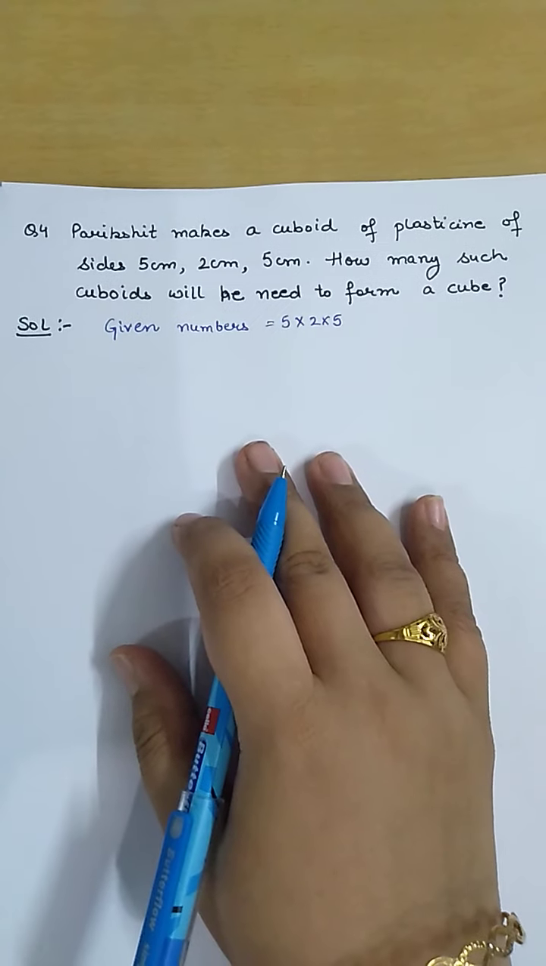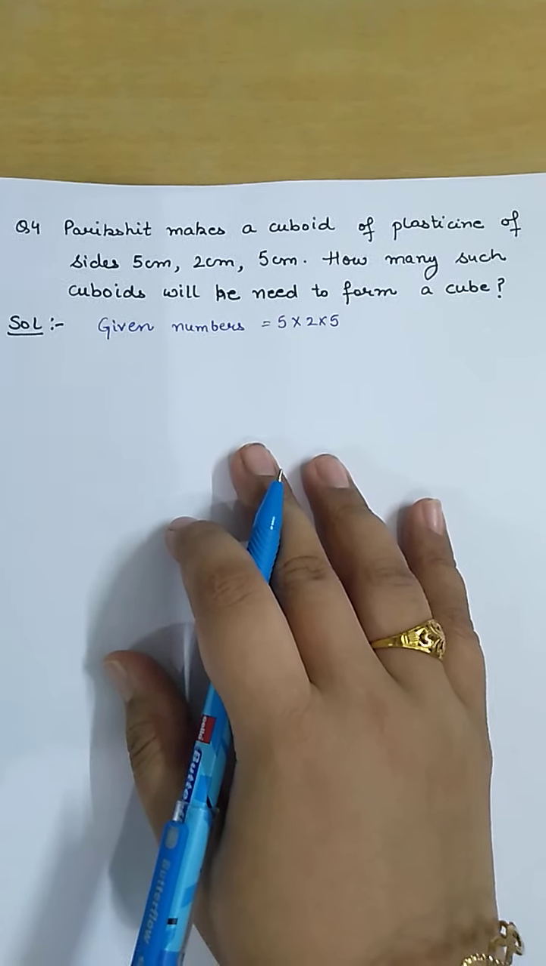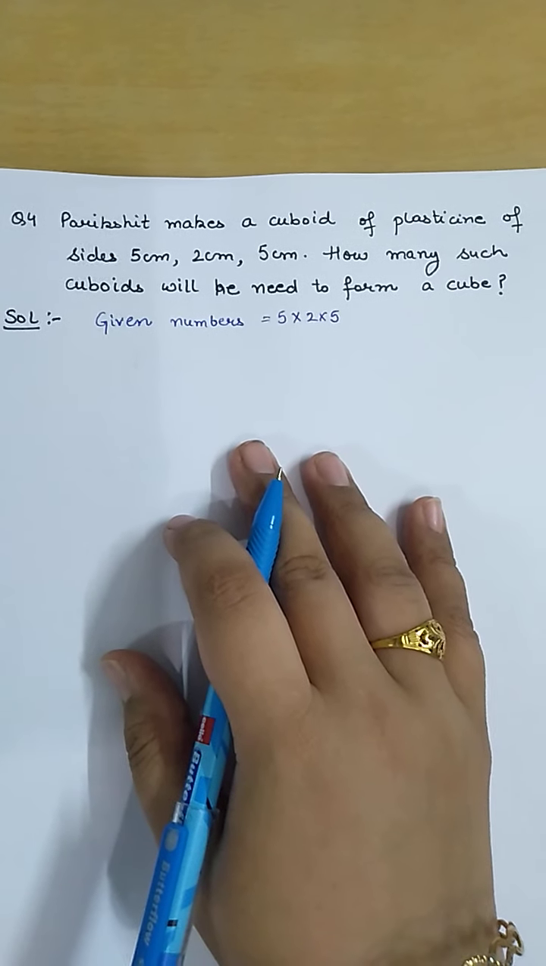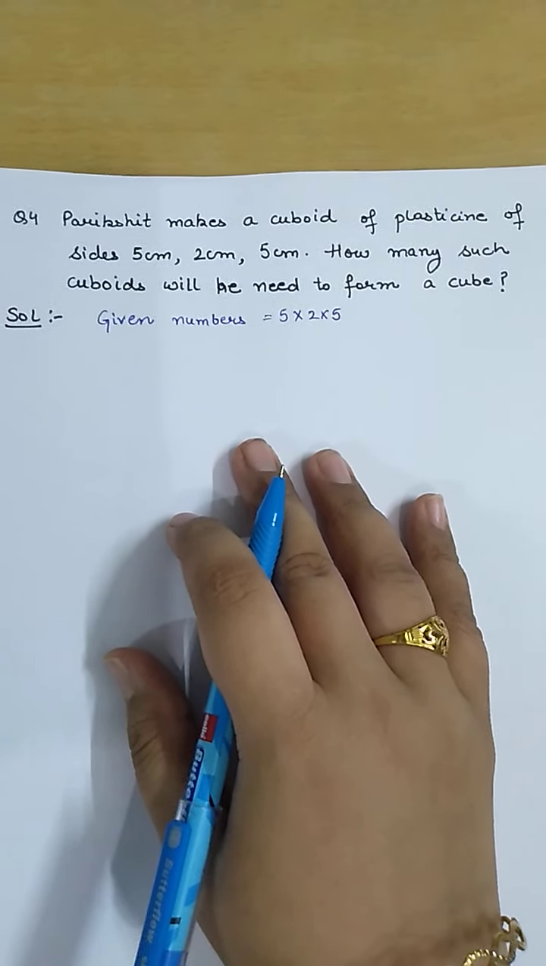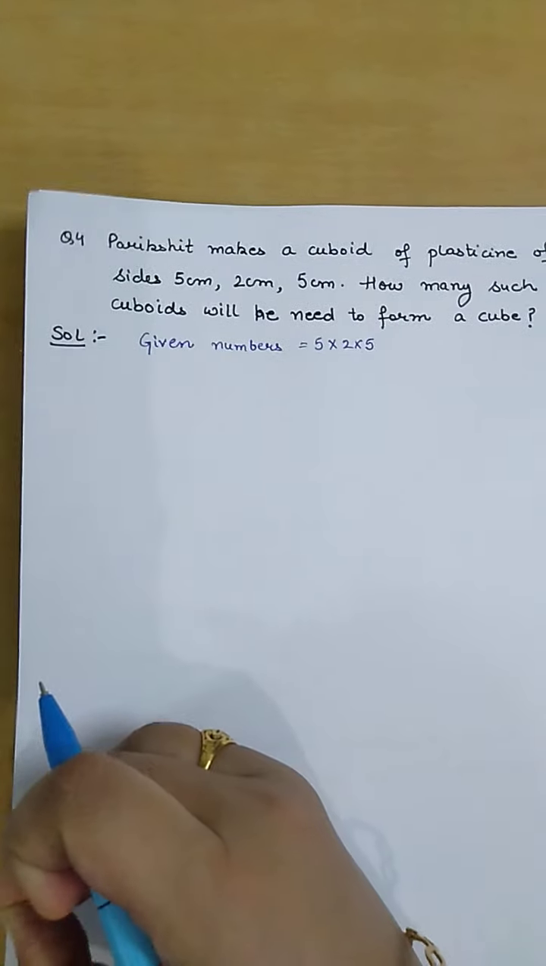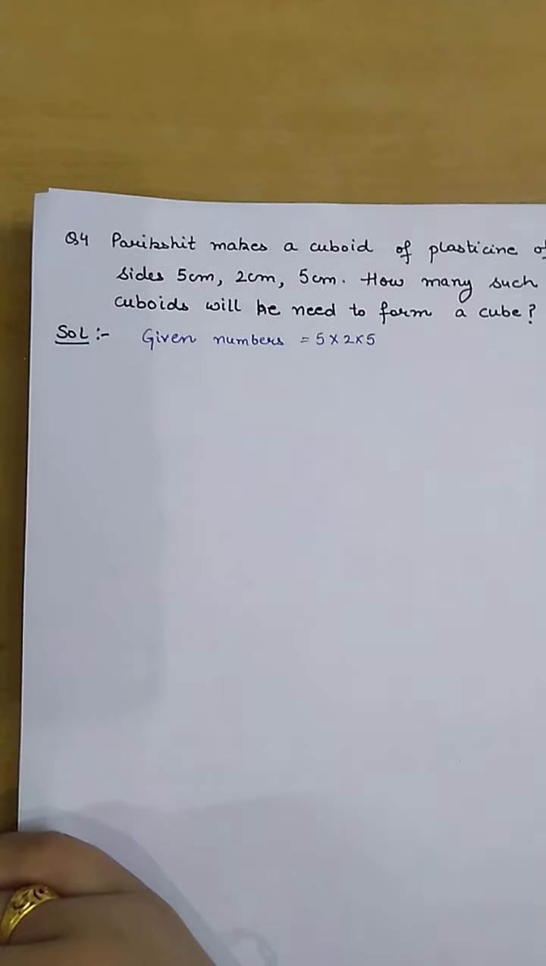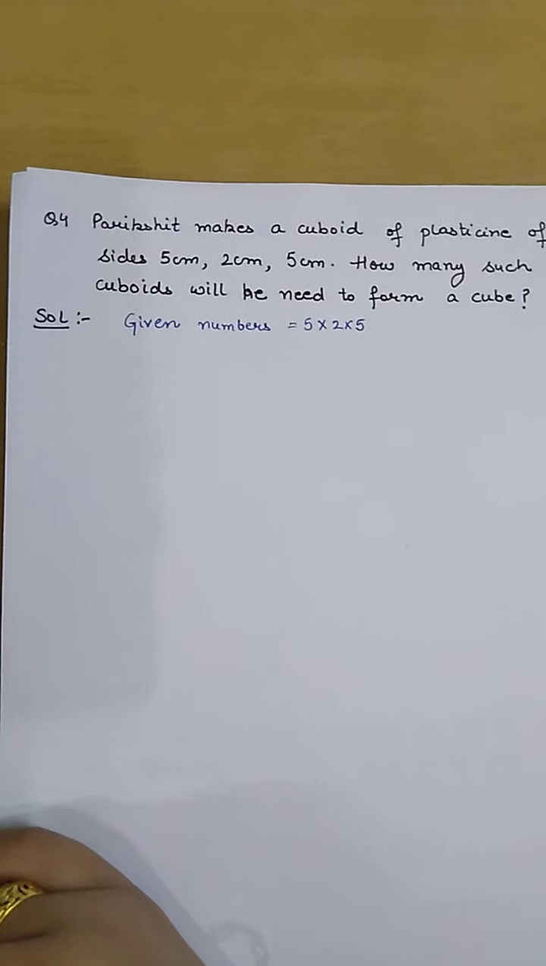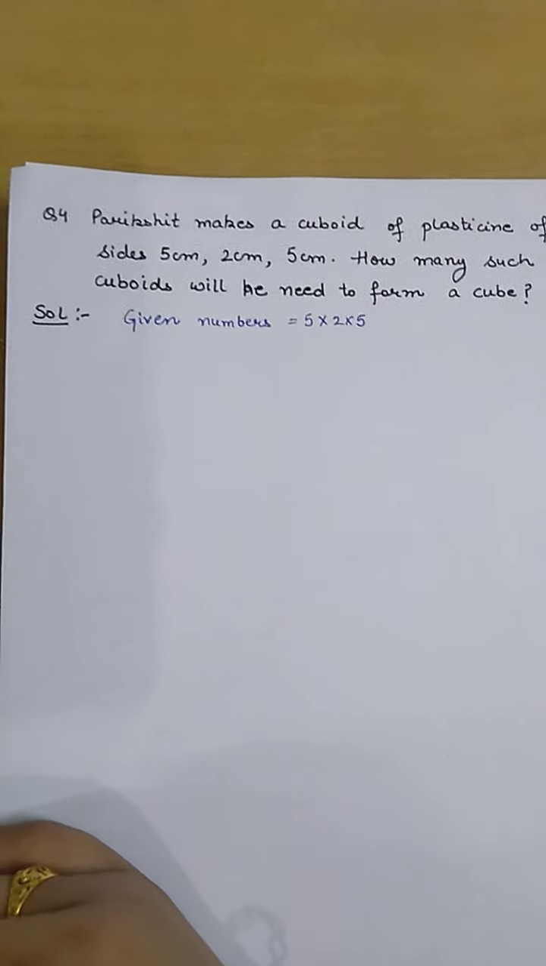Students, now the question number 4 is, Parikshit needs a cuboid of plasticine of these sides. How many such cuboids will he need to form a cube? He needs to form a cube by joining these cuboids. How many such cuboids does he need?